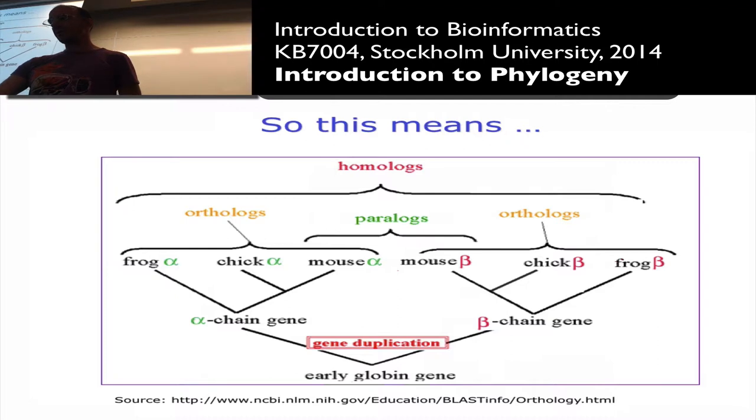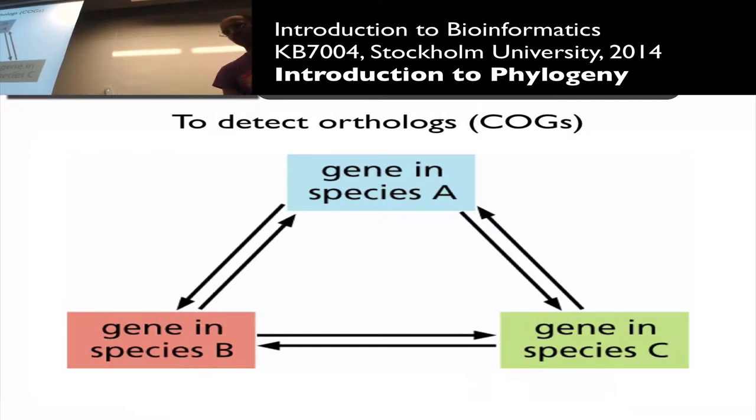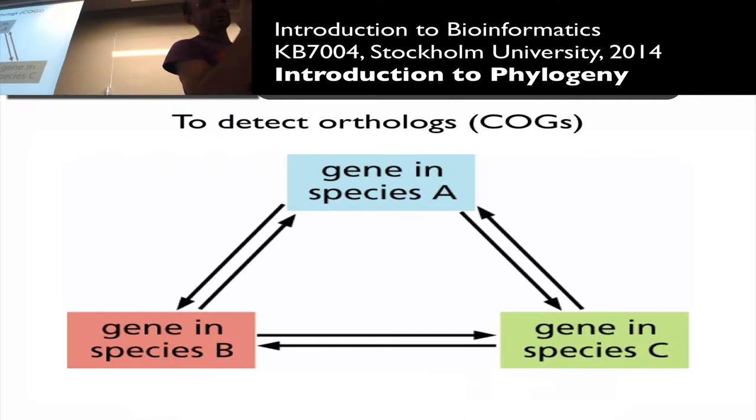And one common database to find these orthologs is what is called clusters of orthologous groups. This is a database called COG. So you go to PubMed, you find the COG database. And basically what you do is you find clusters of orthologous genes. You take one species, one genome, and for gene A here you find the closest homolog in species B and species C, and then you do that for every species. As long as the closest homologs are the same, you assign that these are orthologs. So you find these clusters of orthologs.